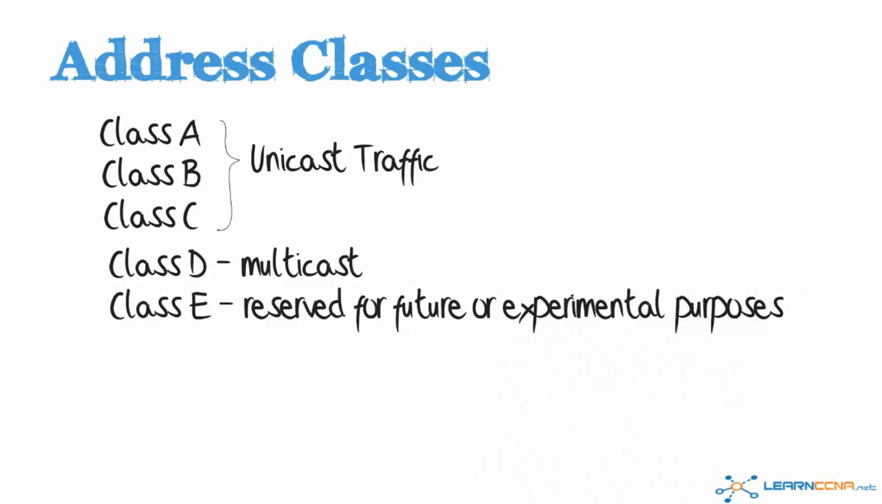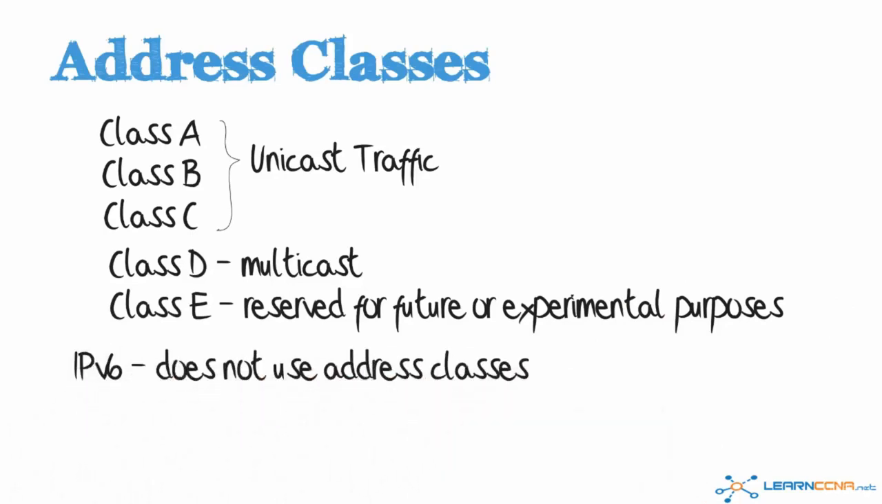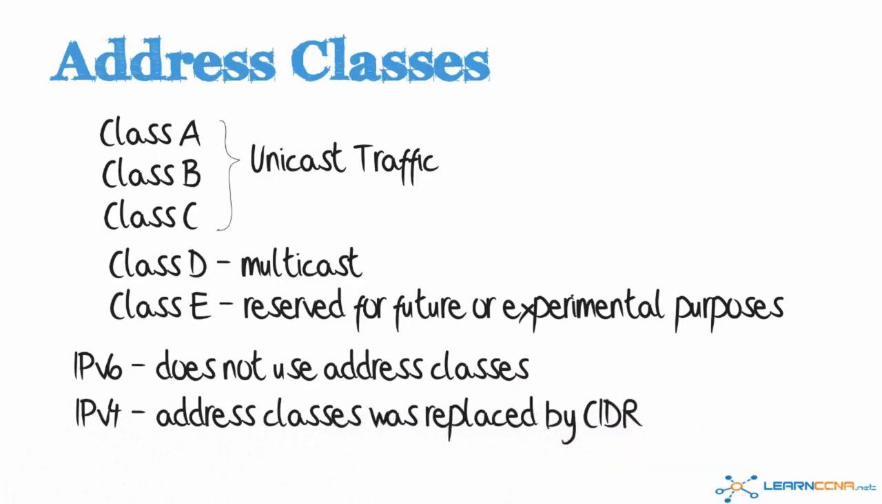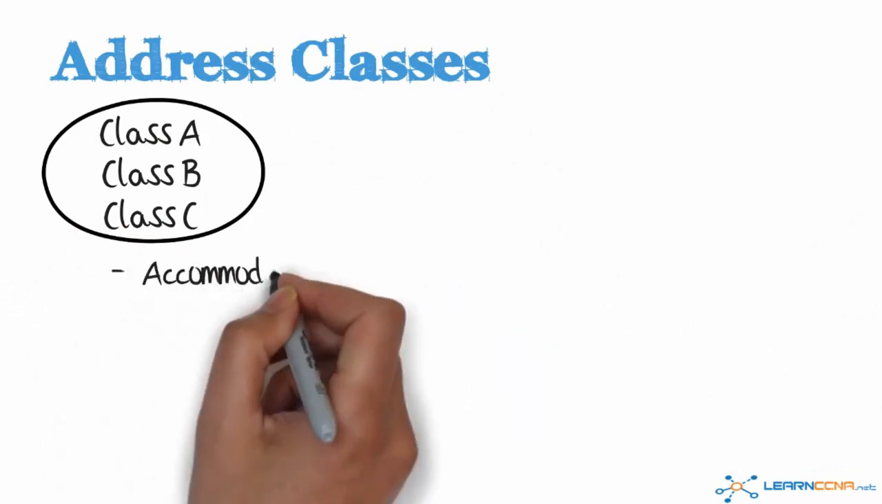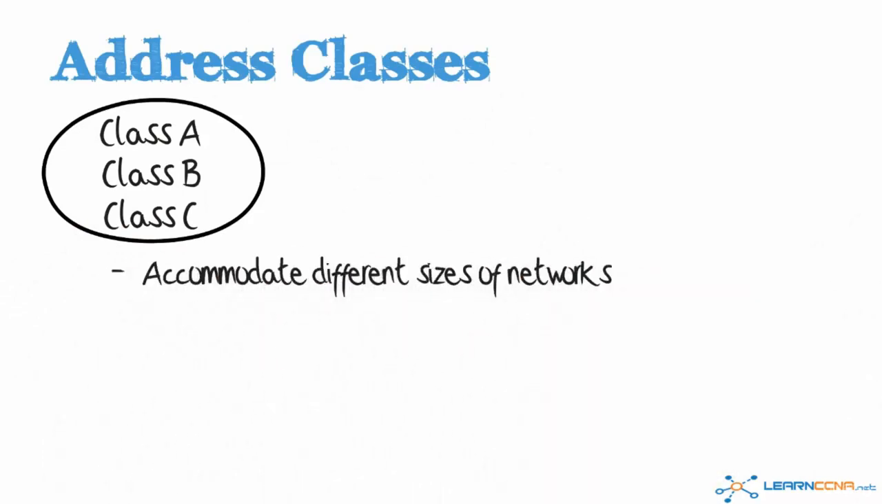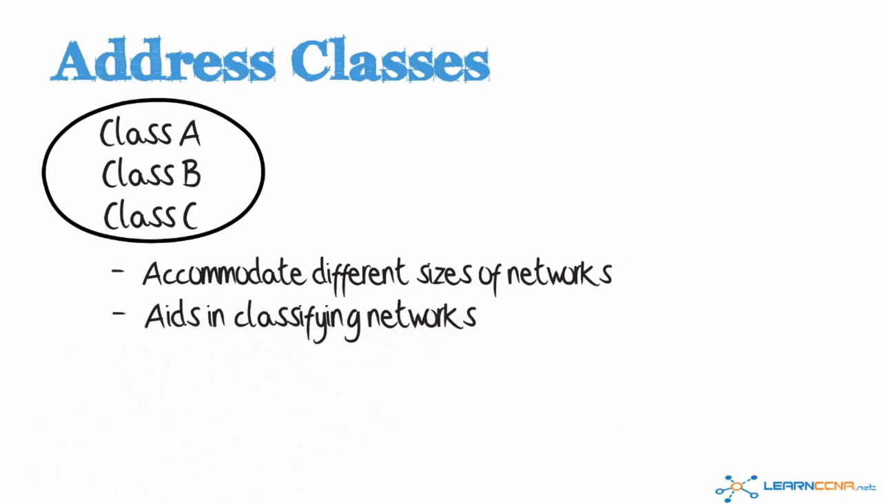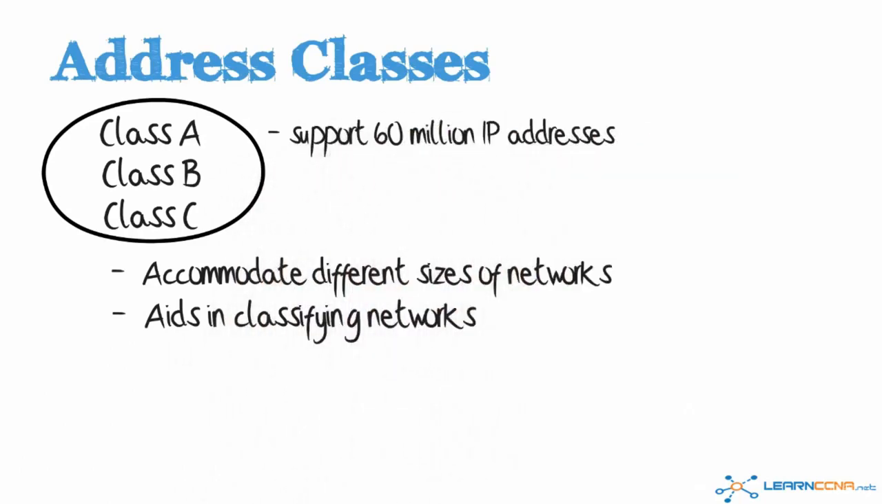Address classes have been superseded in IP version 6. IP version 6 does not use address classes. And in IP version 4, address classes have been replaced with CIDR. So the different classes of addresses, A, B, and C, were used to accommodate different sizes of networks, which aided in the classification of those networks. As an example, a classful A address supports about 16 million IP addresses.